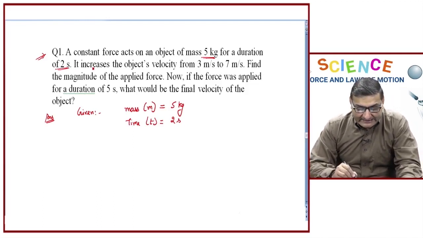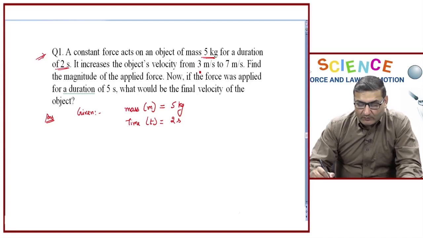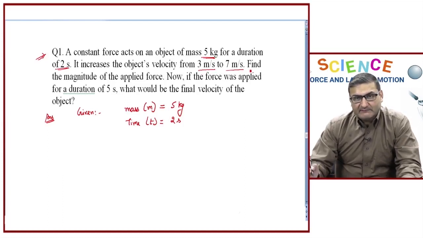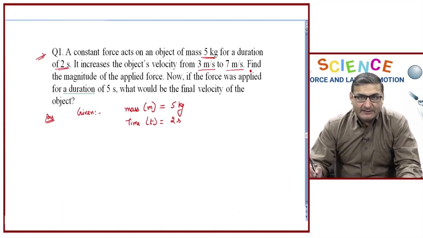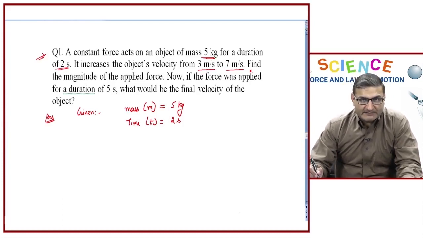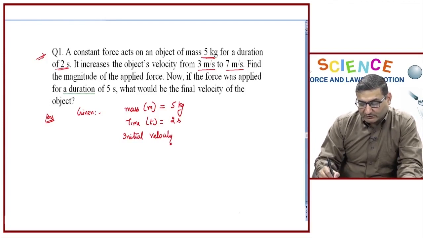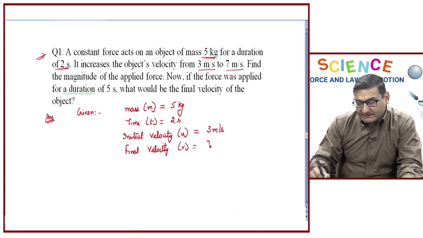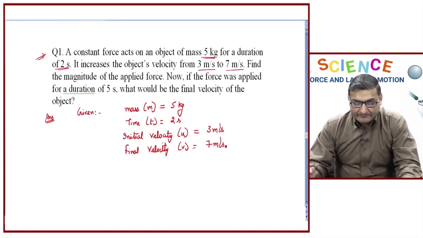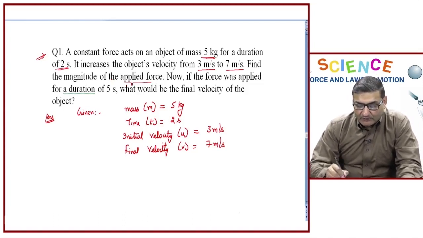Now it increases the object's velocity from 3 meter per second to 7 meter per second. That means initially the object was moving at 3 meter per second. That means we are provided with the value of initial velocity. Initial velocity, represented by small u, is given to us to be 3 meter per second, and this has been increased to the final velocity v, that is given to be 7 meter per second. Find the magnitude of the applied force.